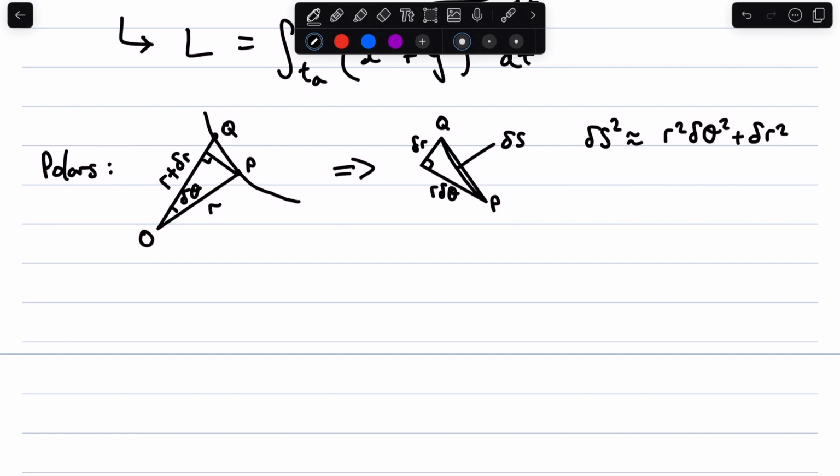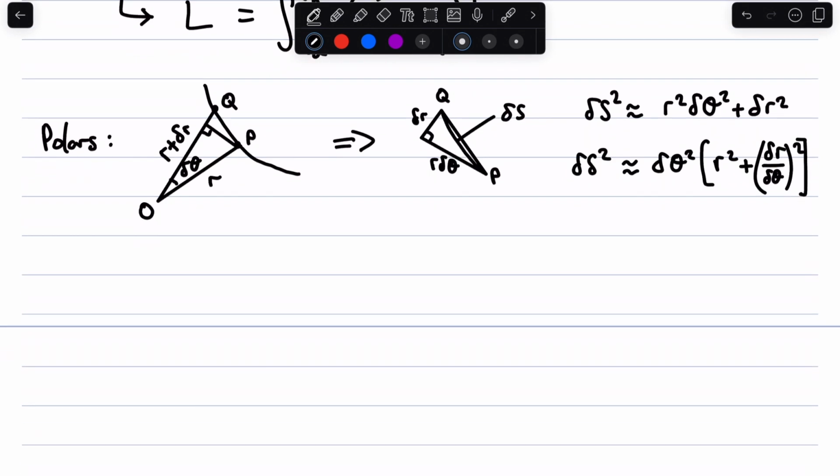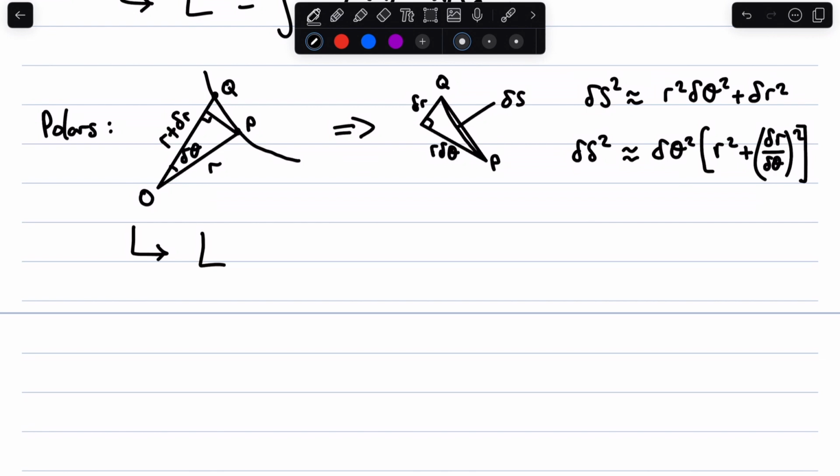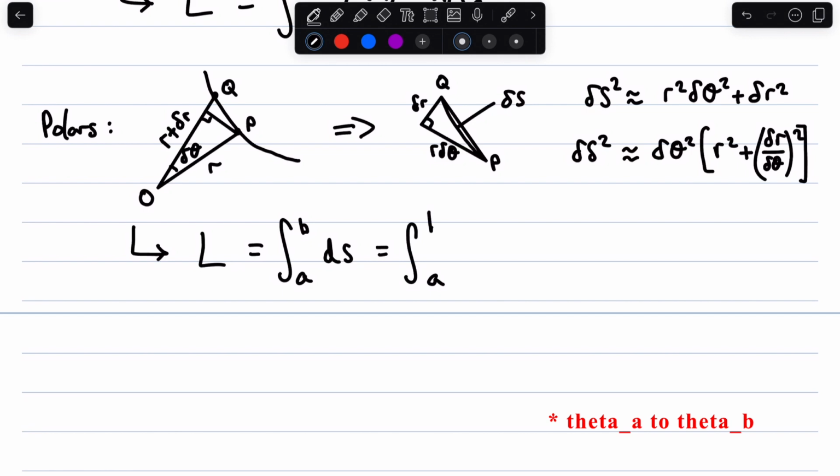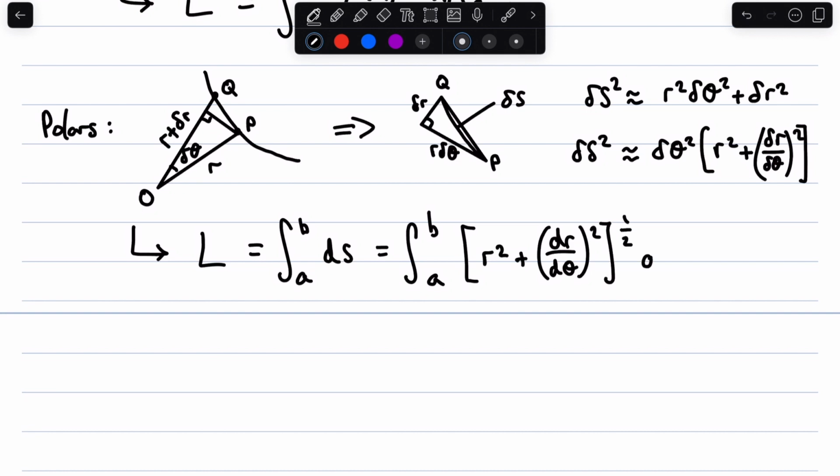And so if we now take a factor of delta theta out, we could say that delta s squared approximately equals delta theta squared times r squared plus delta r divided by delta theta squared. And if we take a similar approach to before, our total path length L is going to be the integral from A to B of ds. That's going to be the integral from A to B of the square root of r squared plus dr by d theta squared, all square rooted, d theta.